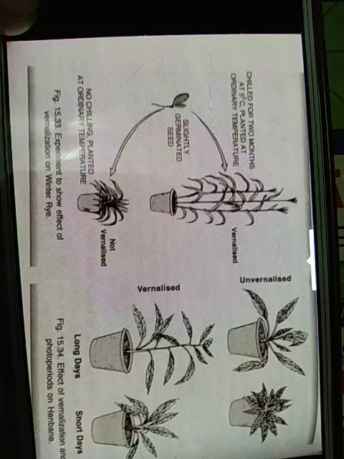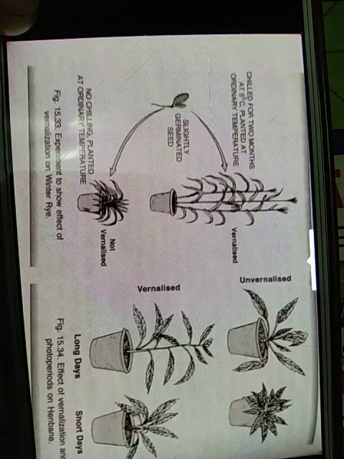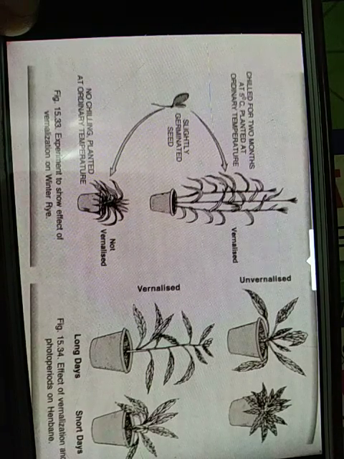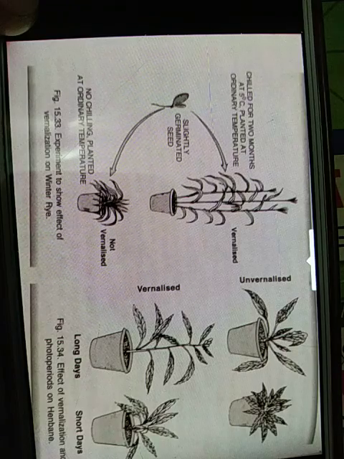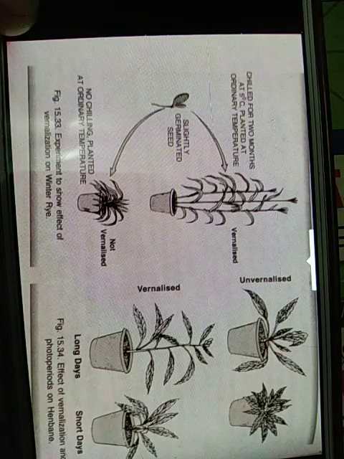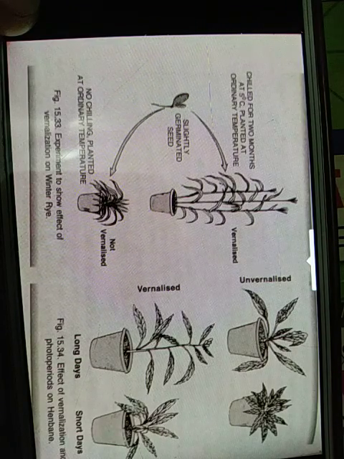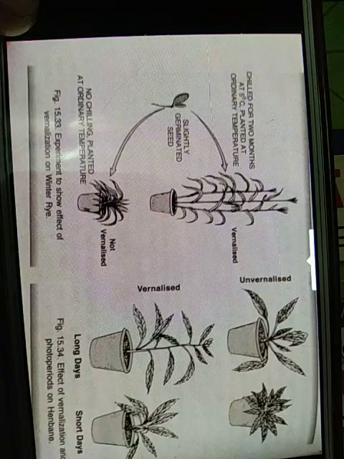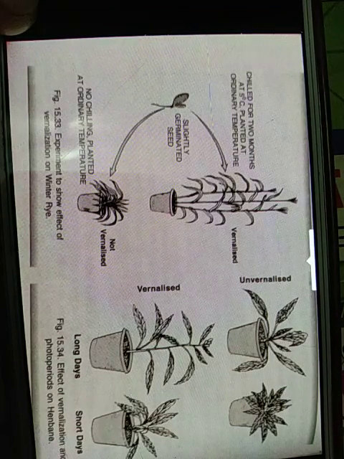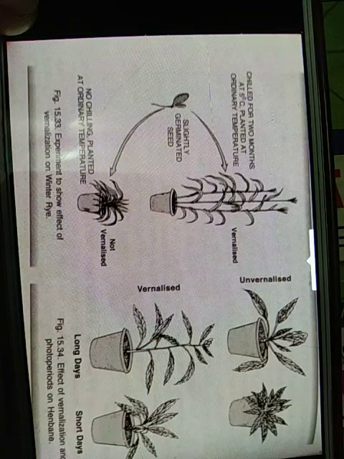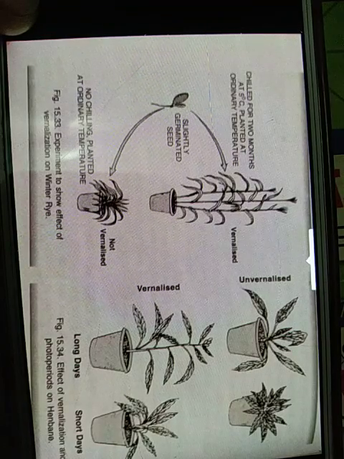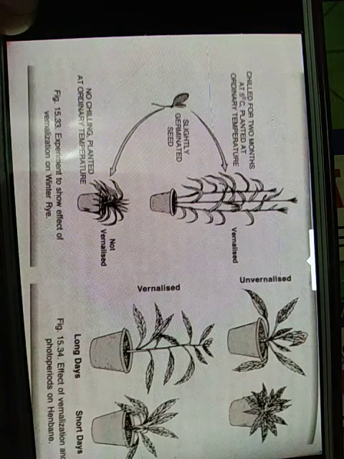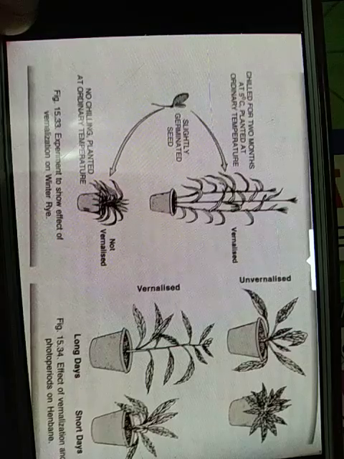Then, low temperature treatment should not be immediately followed by high temperature, that is about 40 degrees Celsius, otherwise the effect of vernalization is lost. The phenomenon is called devernalization. Period of low temperature treatment: it varies from a few hours to a few days.